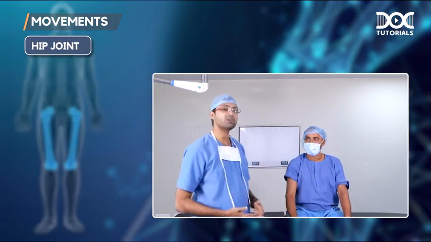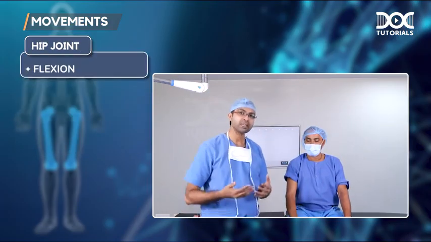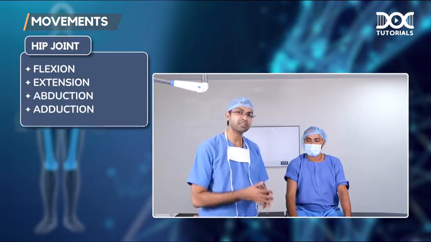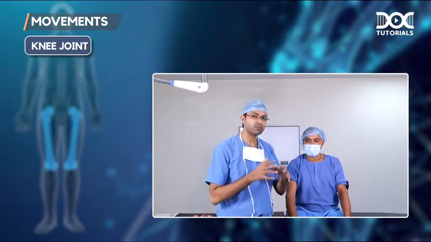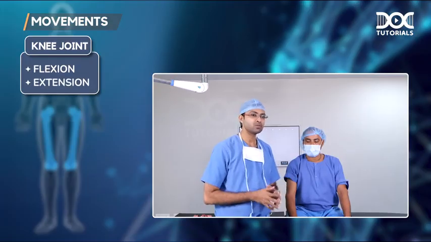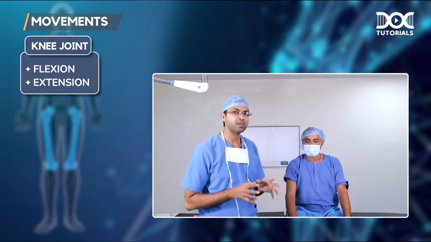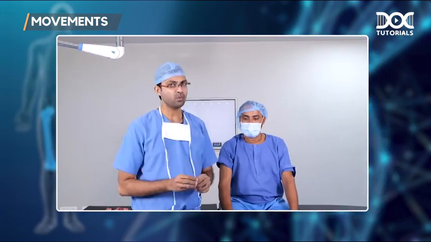Same with the hip joint, where you have to look for the flexion, extension, abduction, adduction, external and internal rotation. For the knee, you just have to check for flexion and extension. So whichever joint you are examining, check for the appropriate movements.